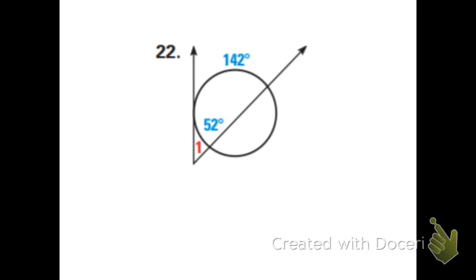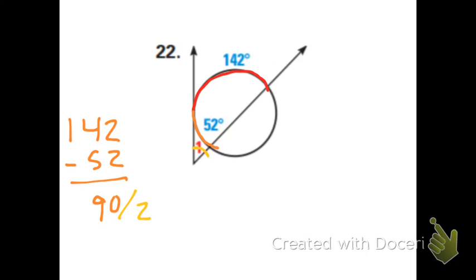Alright, so we got this arc, which is 142, and then this arc, which is 52. So we're going to find the difference, and that comes out to be 90 degrees. Then we're going to divide it by 2, because it's half the difference, and angle 1 is going to be 45 degrees. Okay? So when they intersect outside the circle, find the difference and divide by 2.